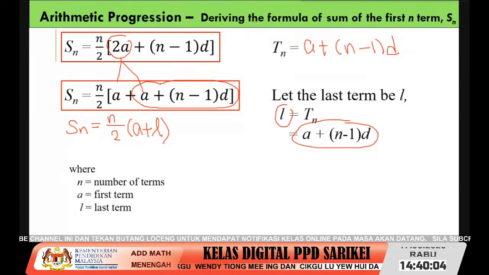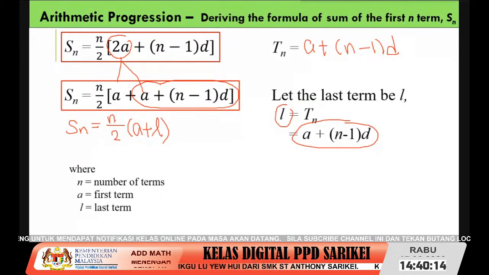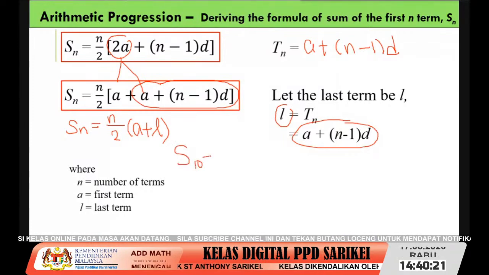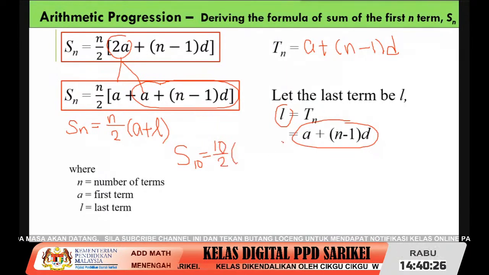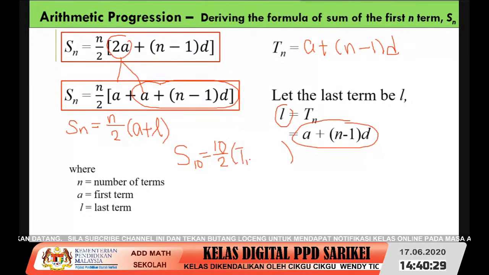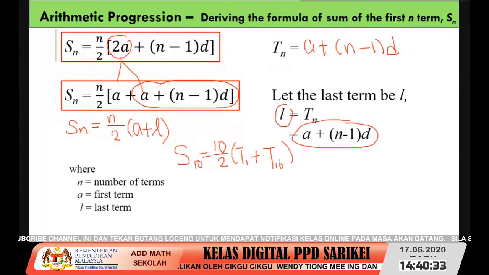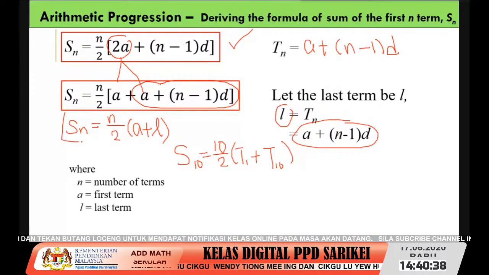Okay, and what is our n? n is the number of terms, bilangan sebutan yang ada. Kalau cikgu kata 10 sebutan yang pertama, so you just tulis x10, lepas tu 10 bahagi 2. So a is the first term, l is the last term. Okay, cikgu bagi contoh, kalau ada 10 sebutan, so it's 10 over 2. So what is a? a is the first term, right? Because we have 10 terms. Last term, T10.